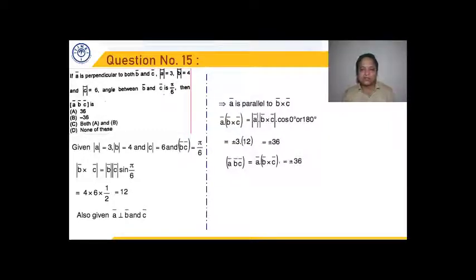Now carefully look at the choices. First option is 36. If you forget 180 degree, you will mark answer as A. But answer B is also a possible answer. So we will mark A is answer, B is answer. So we will mark option as C. Both A and B can be the answer. I hope this is clear. There is a small chance of committing an error if you forget 180 degree. You have to take both. So answer is plus minus 36. So option comes out to be C, both A and B.